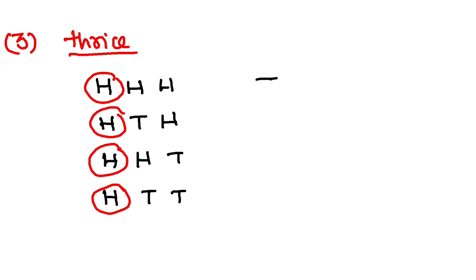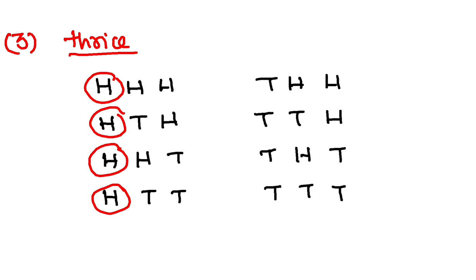So now it will be tail, head, head; tail, tail, head; tail, head, tail; and finally tail, tail, tail. So these eight are the possible outcomes if a coin is tossed thrice. So we have discussed once, twice, and thrice, right? In the next video we shall be discussing another random experiment, that is throwing a dice.